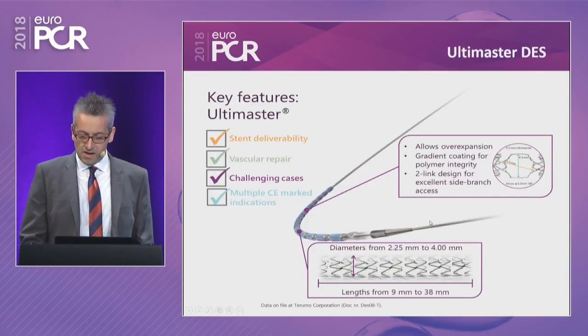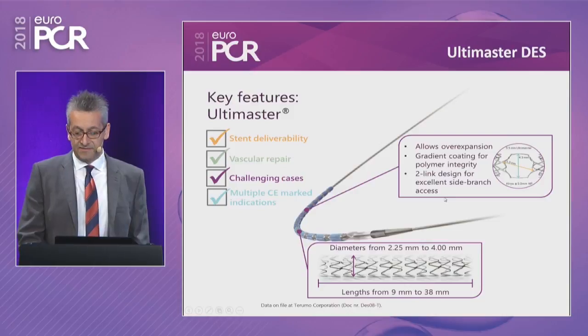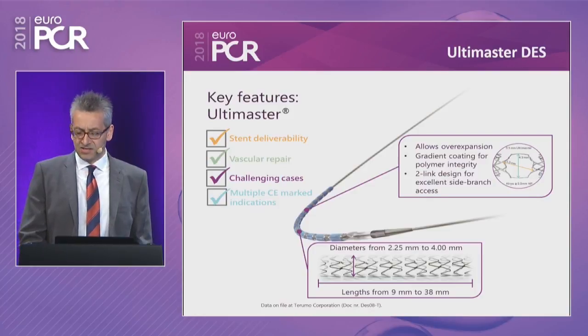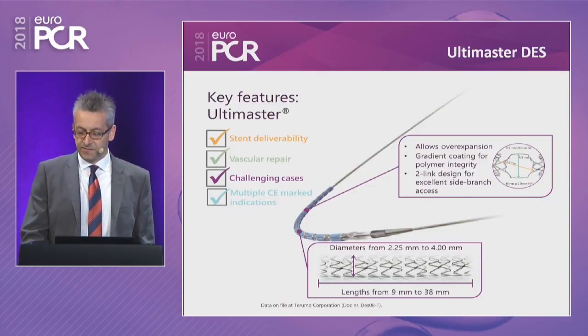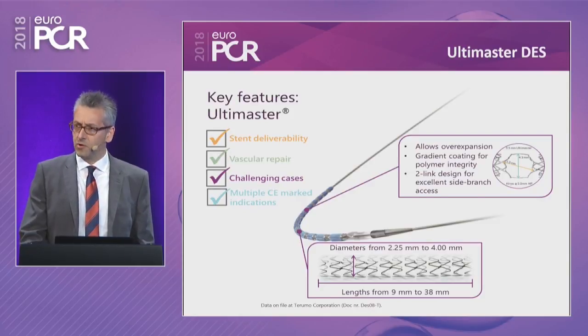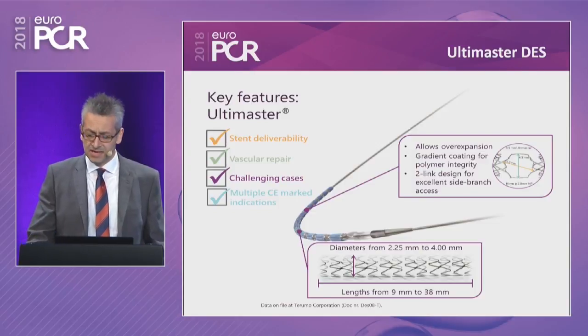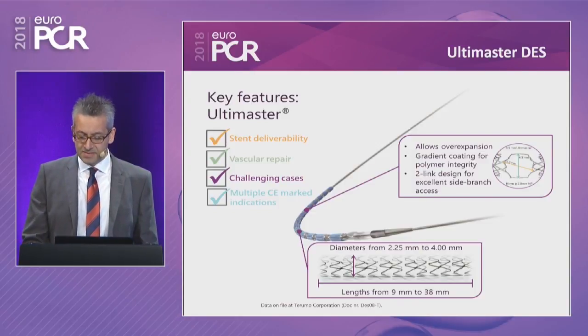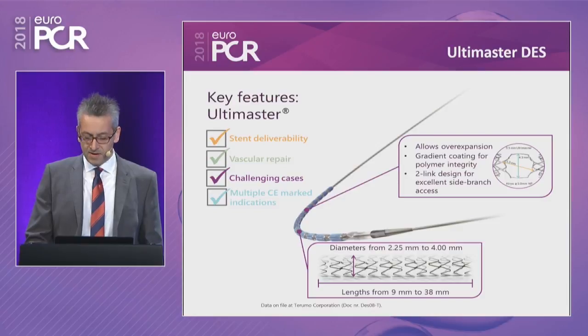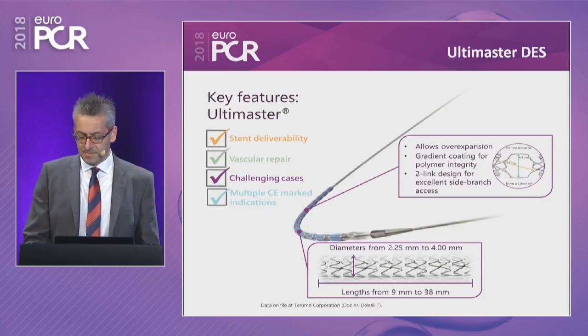This is some more detail about the stent platform. It has a two-link design, which allows for excellent side branch access, but the design also allows for over-expansion. So for example, a 3.5 millimeter Ultimaster stent will go up to 5.3 millimeters. That's particularly important for cases such as left main disease, where you're stenting from the LAD into the left main and you need to post-dilate quite aggressively. The diameters range from 2.25 to 4 millimeters and from 9 to 38 millimeters in length.